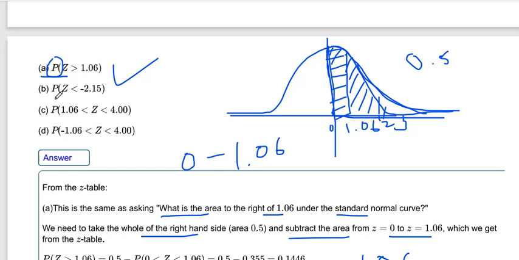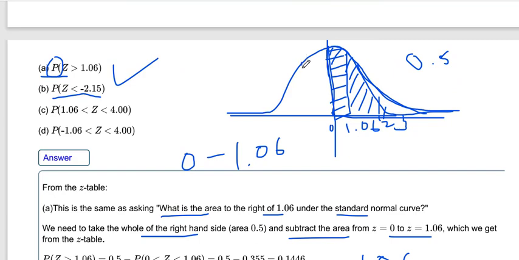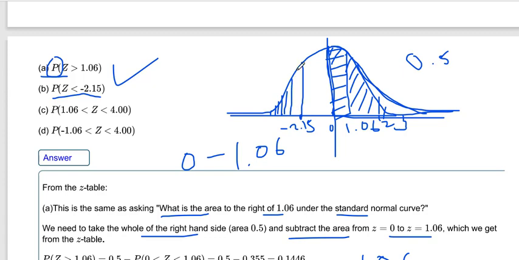Now next, B, probability Z less than minus 2.15. Now we have to get the probability which is less than minus 2.15. In the exam, draw a curve on a rough page or the last page, then you can get a better idea of how to solve it.